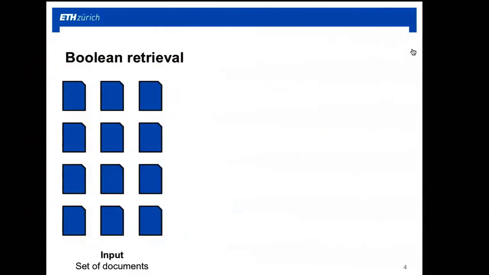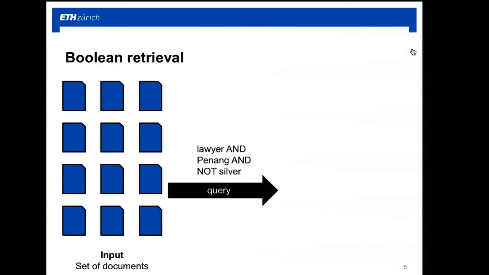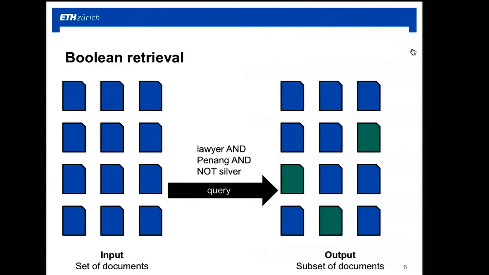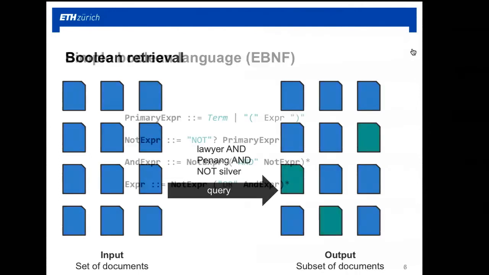So we had this first approach to information retrieval, where we have a model of the world. The model of the world is we have an input, which is a collection of documents, a set of documents, and we have a query, and we want to output a subset of the original documents. So this is the overall problem.